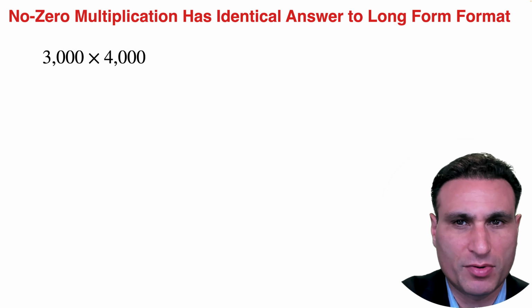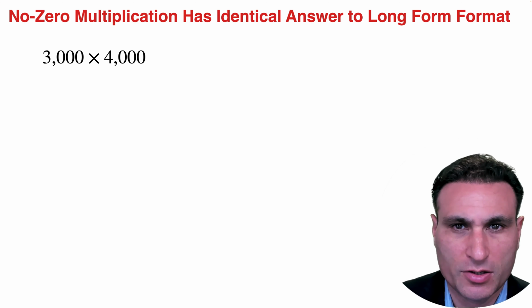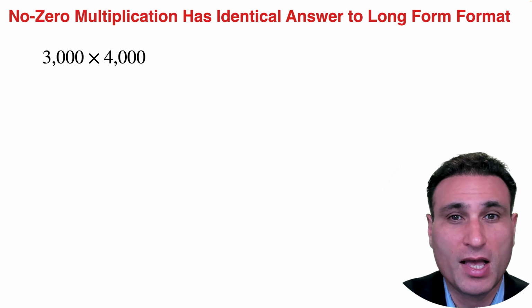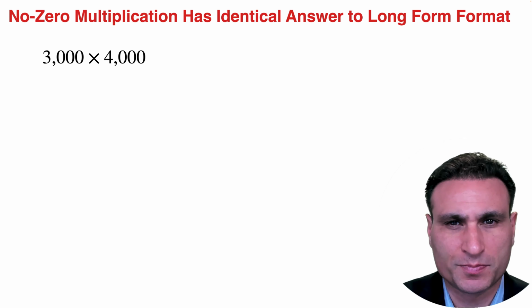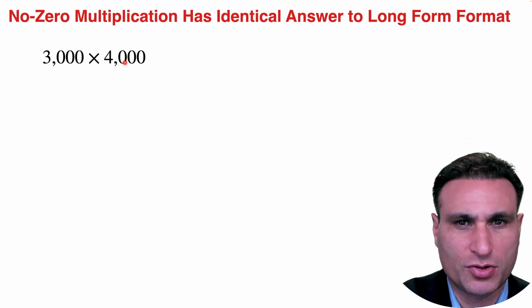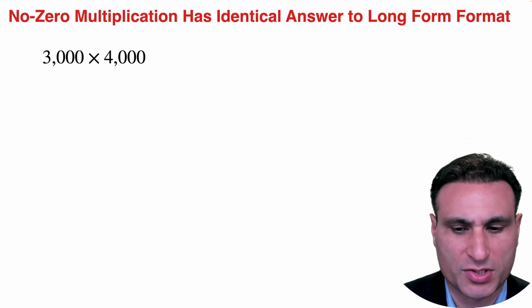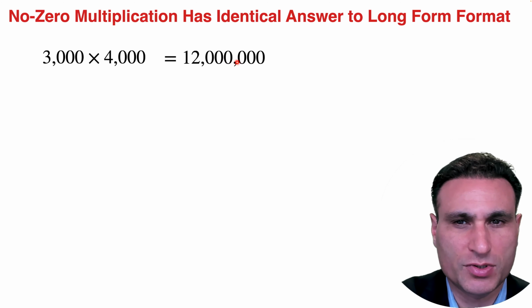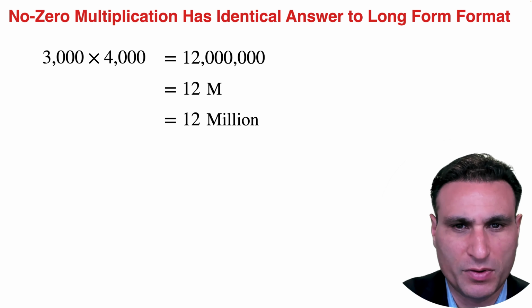Let's take the example of 3,000 times 4,000. Traditional math says to calculate the result by multiplying 4 times 3, which is 12, and then to count the total number of zeros in the initial multiplication terms and append them to this result. There are 3 zeros in each term, so the result is 12 with 6 zeros, which looks like this. Interpreting this result, it is 12 million, which we can also write with abbreviations and full unit names.